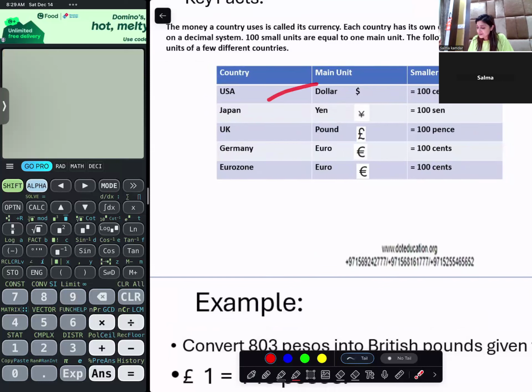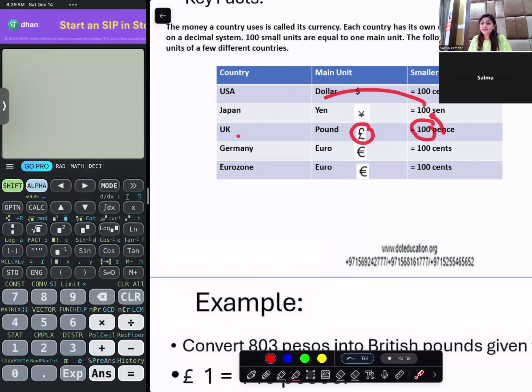The main currency of USA is dollars, and 100 small units would make one. So 100 cents would make $1. For Japan, the currency is yen and the small unit is sen, so 100 sen would make 1 yen. For UK, the currency is pound and the small unit is pence, so 100 pence would make 1 pound.